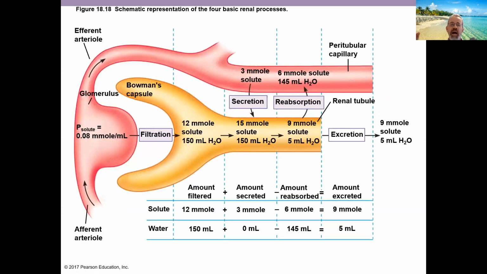All right. We've already seen this diagram, right? This is basically showing filtration, secretion, reabsorption, and you can see right here if a substance is filtered, if 12 millimoles, if 3 millimoles are secreted into it, and, I'm sorry, if 6 millimoles are reabsorbed, that's 12 plus 3 minus 6, we end up with 9. That's going to be excreted.